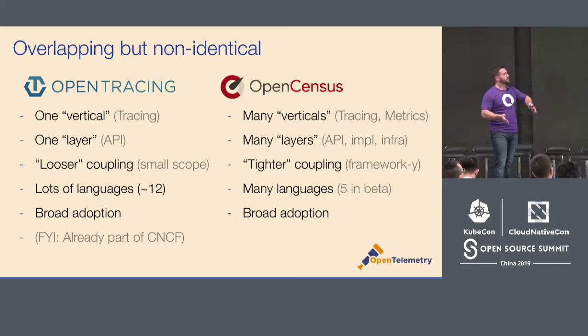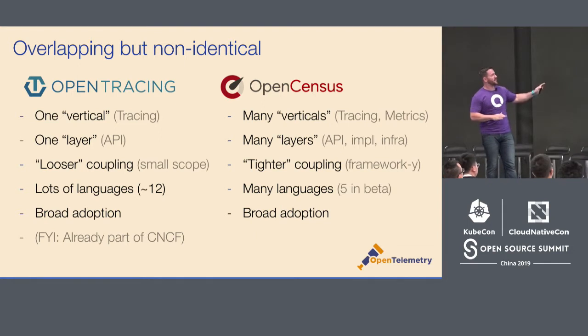On the flip side of the house, you have OpenCensus. This came out in early 2018. It actually attacked both traces and metrics. So it solved two different verticals. Not only that, but it addressed both the API as well as the implementation. So it was the first solution to provide an end-to-end solution to this problem space. It was more tightly coupled in terms of the frameworks and instrumentations and libraries that it supported. It did support a broad set of languages, 5 of them in beta, and it was broadly adopted.